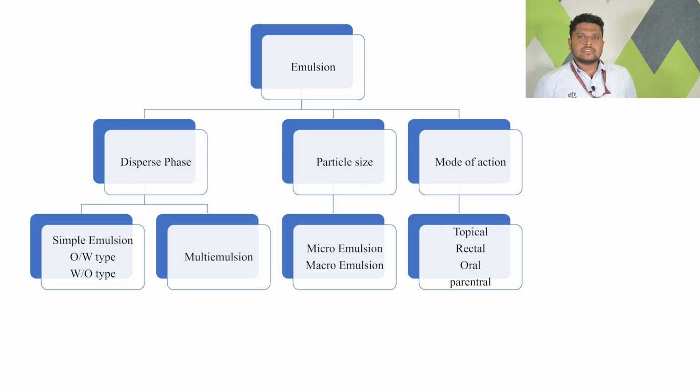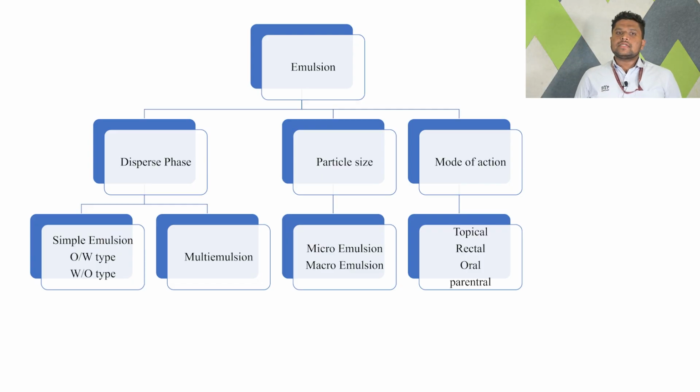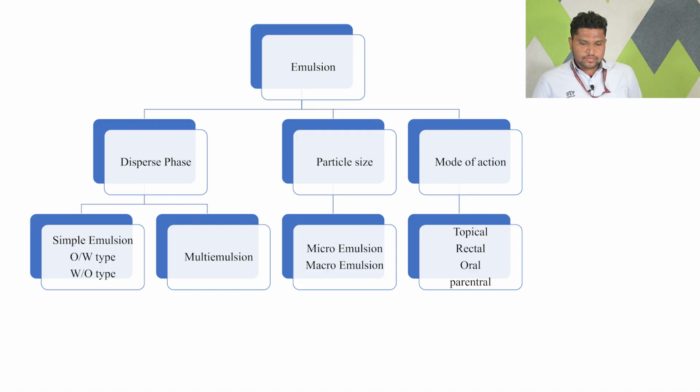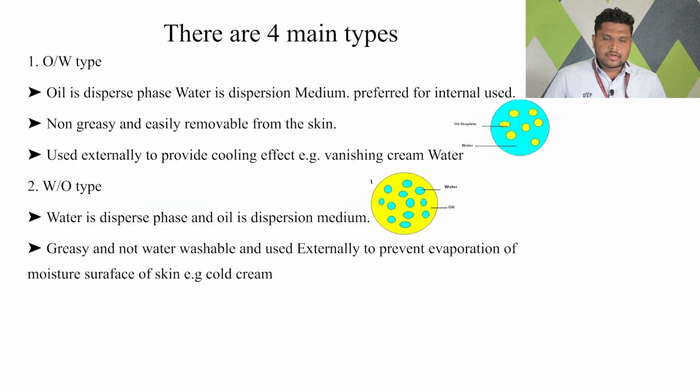Then the second classification is particle size. In particle size, there are microemulsions and macroemulsions. It depends on the globule size present in the emulsions. Microemulsions and macroemulsions differ in globule size. Third is mode of action. Mode of action means how we can administer the emulsion in our body. First is topical, second is rectal, third is oral, and fourth is parenteral. We will discuss in detail in the next part.